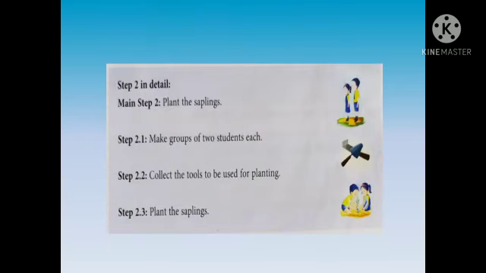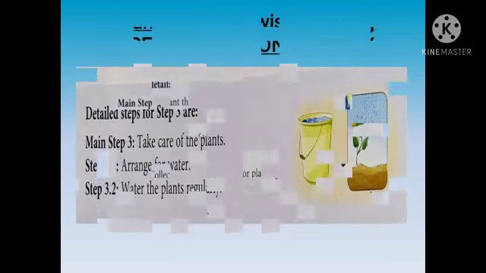The next step will be that you are going to plant the saplings. For this you will make groups of students, like two groups, or groups of 2 students each. Then you will collect the tools which are required for planting, and after that you are going to plant the saplings.